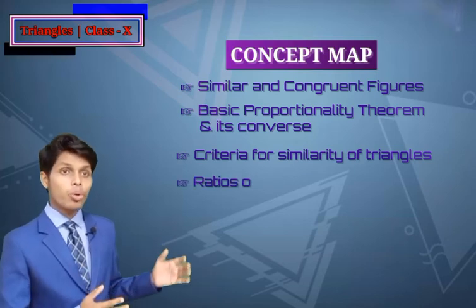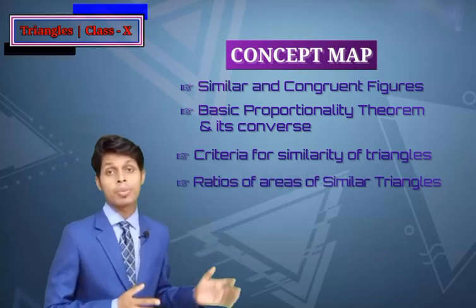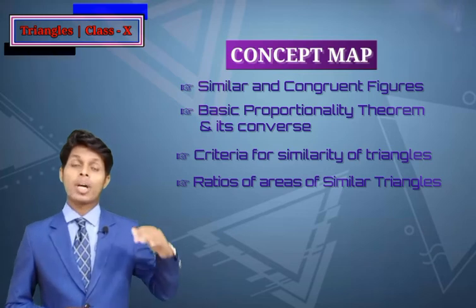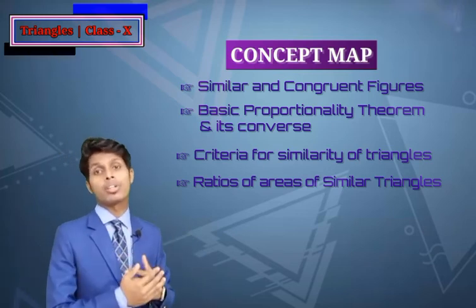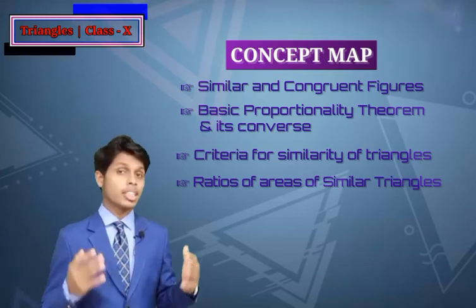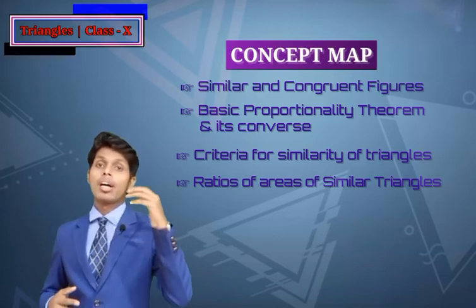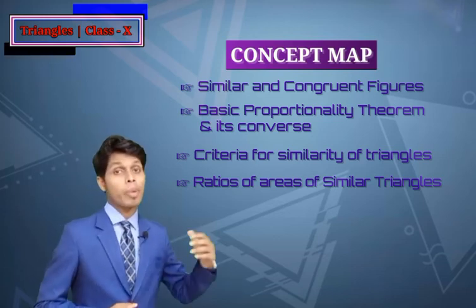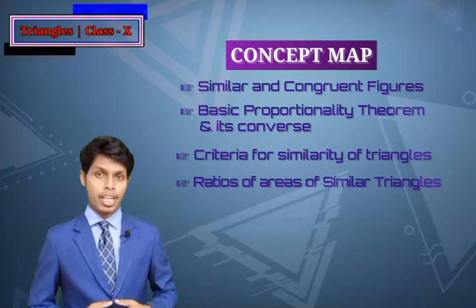Okay, next we will move to ratios of areas of similar triangles. That means, what is the relationship between the areas of two triangles which are similar to each other. If the ratio of their sides is given, how to find the ratio of their areas, we will learn in this part.